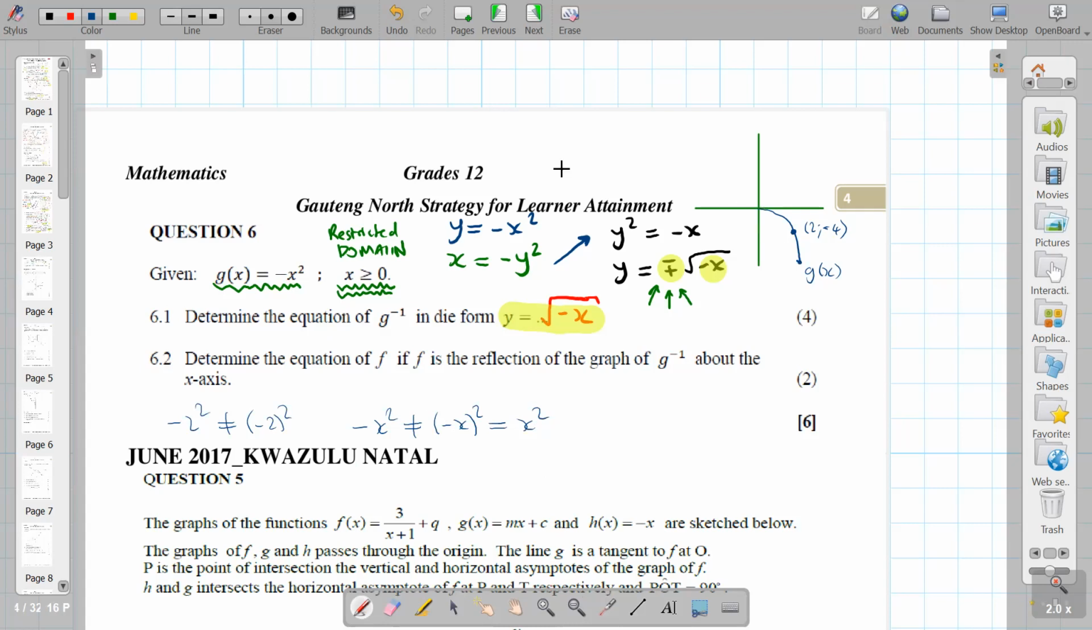Now, how will the inverse graph be? First of all, it will be the reflection about y is equal to x. So let me draw that line, the y is equal to x line. Okay, I have the y-axis, I have the x-axis, and that's my y is equal to x. So the reflection of this is going to be like a bird. So that's the inverse of this function. And if I need to show a point, I can just swap the coordinates. I had 2 and minus 4 on G, and the inverse will have minus 4 and 2. That will be the inverse graph.